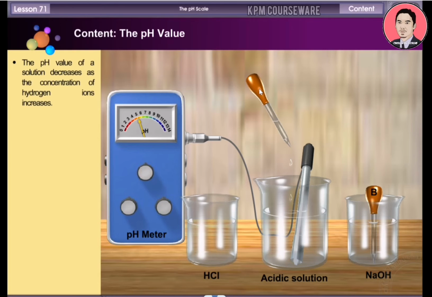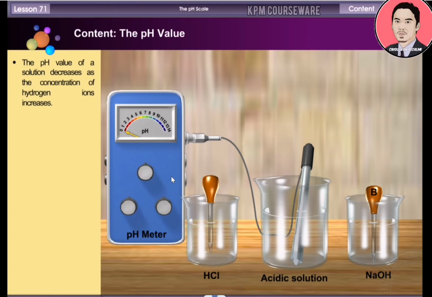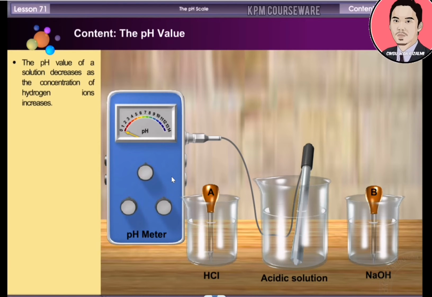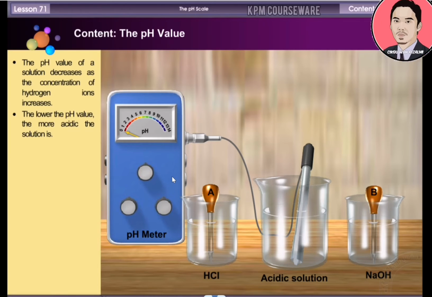Do you notice how the pH value gets smaller and smaller as more acid is added? The pH of a solution decreases as the concentration of hydrogen ions increases. We can conclude that the higher the concentration of hydrogen ions, the lower the pH of a solution. In other words, the lower the pH, the more acidic the solution is.